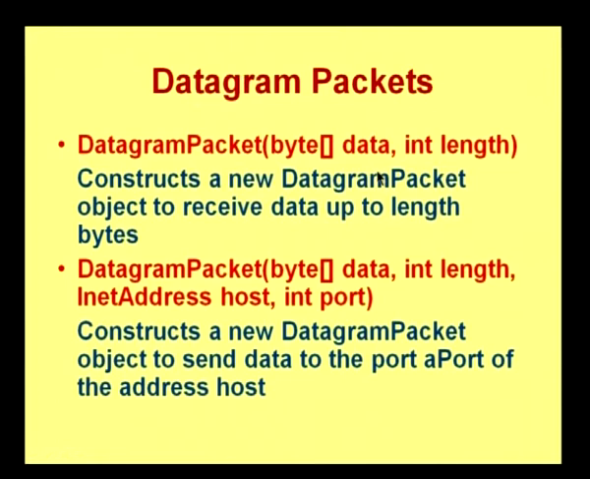So, these are constructors of datagram packet class. Datagram packets have information such as byte array and length. This constructs a new datagram packet object to receive data up to the length of a particular bytes. Datagram packet, I have a byte array, length, INET address and the port number. So, this constructs a new datagram packet object to send data to the particular port of the particular address host. Here byte array is given as input. This byte array is the contents that your datagram packet is going to hold, and we have specified the length also in the constructor. Sometimes we also specify the INET address to which your datagram packet is to be sent.